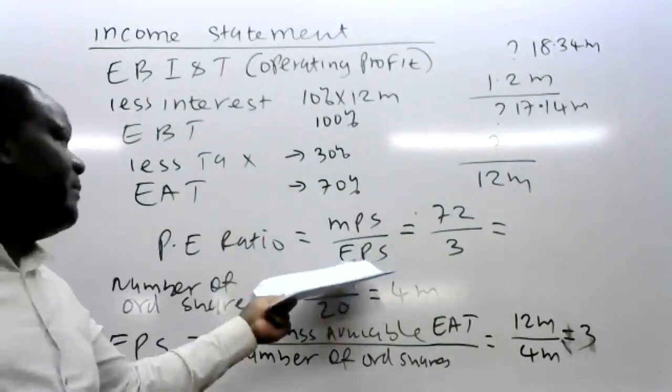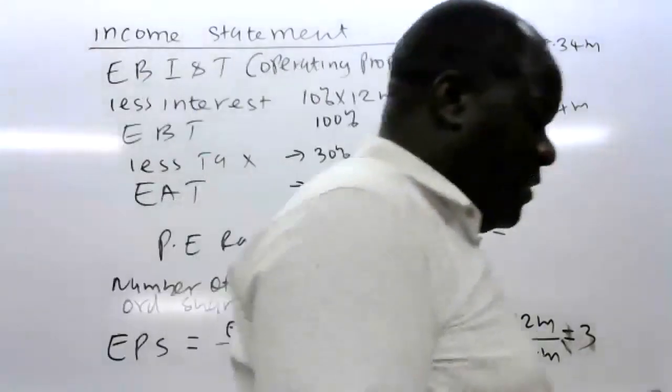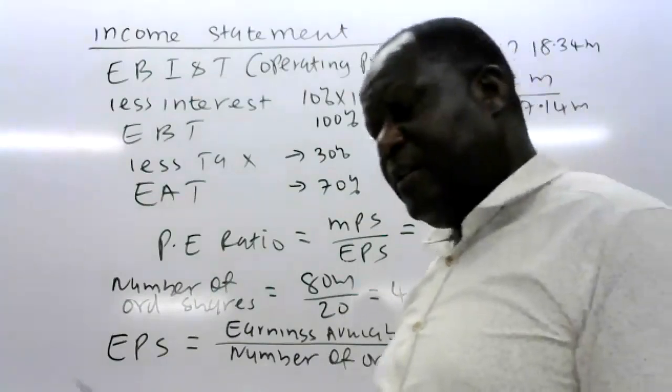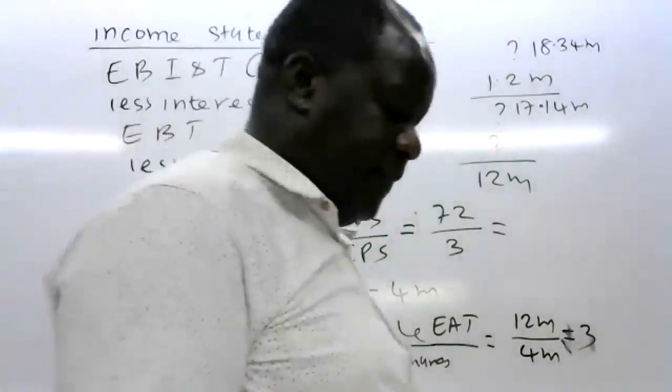It is simply market price per share divided by the earnings per share. So now you can compute the price earning ratio. Just take the market price per share and divide by the earnings per share.